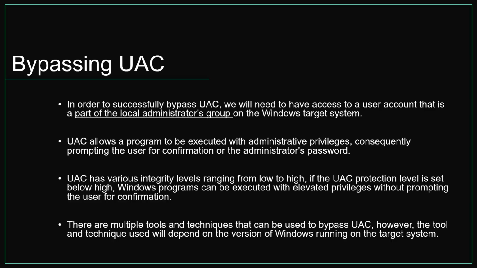tool comes into play. All right, so as I've already explained, UAC has various integrity levels ranging from low to high. If the UAC protection level is set to below high, Windows programs can be executed with elevated privileges without prompting the user for confirmation. Now, there are multiple tools and techniques that can be used to bypass UAC.